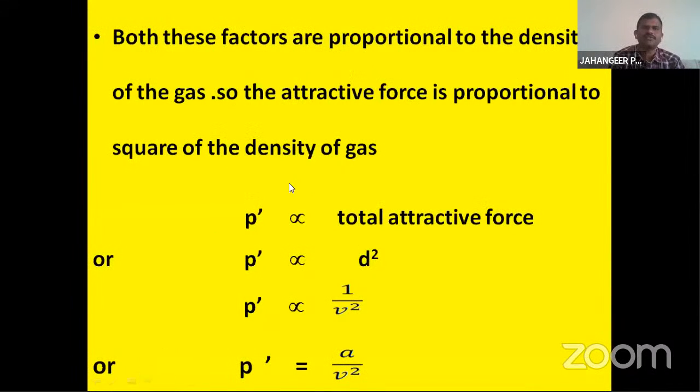Hence the attractive force is directly proportional to the square of the density of the gas. Hence P dash is directly proportional to the total attractive force, meaning the attractive force from the walls of the container as well as inside among the molecules. So P dash is directly proportional to the density of the gas. Density is nothing but mass by volume, but mass is anyway constant, the same for the total number of molecules present in the gas of the container. That's why P dash is directly proportional to 1 upon V square. By removing this proportionality, we get a constant, that is A by V square.